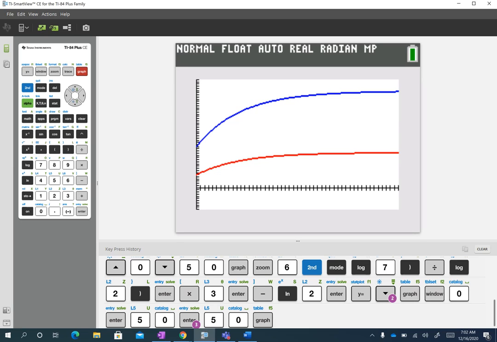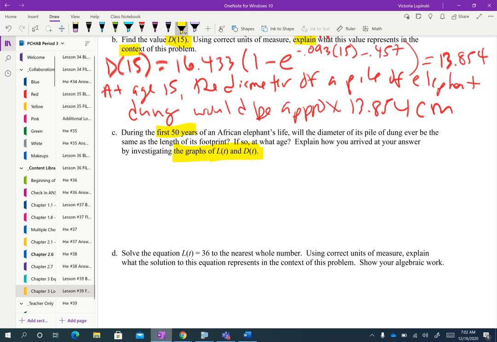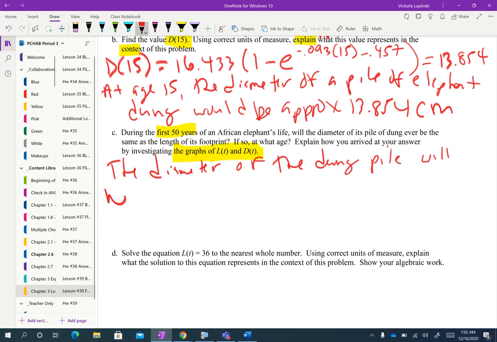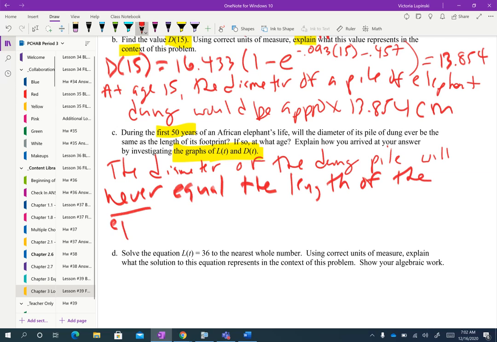So in terms of answering the question, first, I'm going to say that no, they're never going to be equal. So, oops, go back to my pen. So the diameter of the dung pile will never equal the length of the elephant footprint.